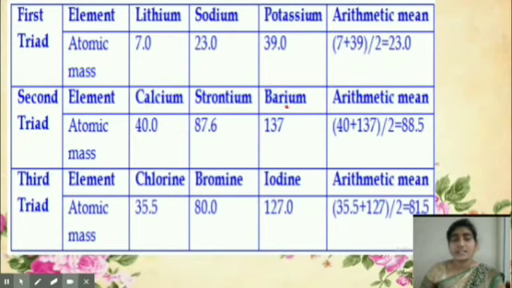But this situation did not remain the same as he proceeded further to classify the other elements. As a result, the classification of elements into triads was rejected. There were three main reasons for the rejection. Let's see what they are.